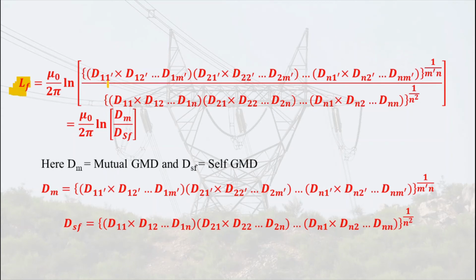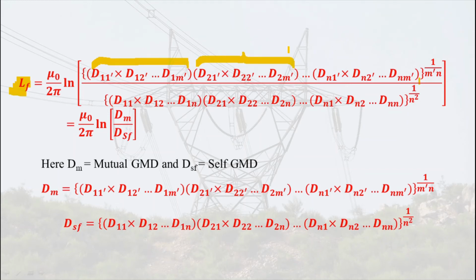Here you can observe that for this part, distances are taken between conductor 1 of group 1 and all the conductors of group 2, and similarly here distances are taken for the second conductor of group 1 and all other conductors of group 2. Similarly, we take each conductor from group 1 and take its distance with respect to every conductor in group 2. In this way we get this numerator. And what is the power of this numerator? The power is 1 by m dash n.